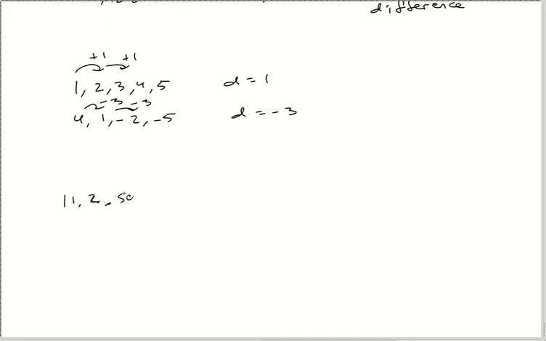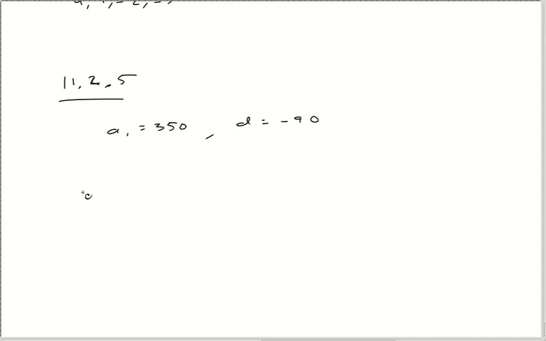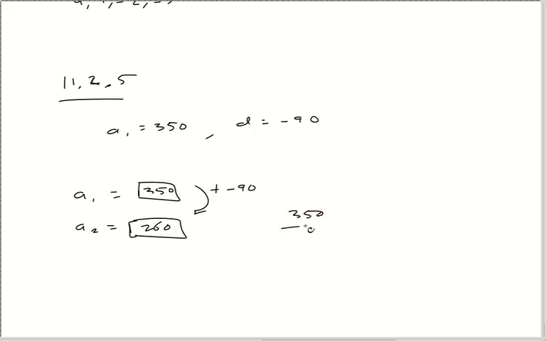11.2.5. Here we go. I got A1 is equal to 350. D is equal to negative 90. And they say, figure out all of the stuff. So A1, well, you put 350 in. A2, what are we doing? I'm going to be adding negative 90 to it, or rather, you're subtracting that. And so I get 260. 350 minus 90 is 260. A3, same style. I'm going to be subtracting 90. What do we get? 170.